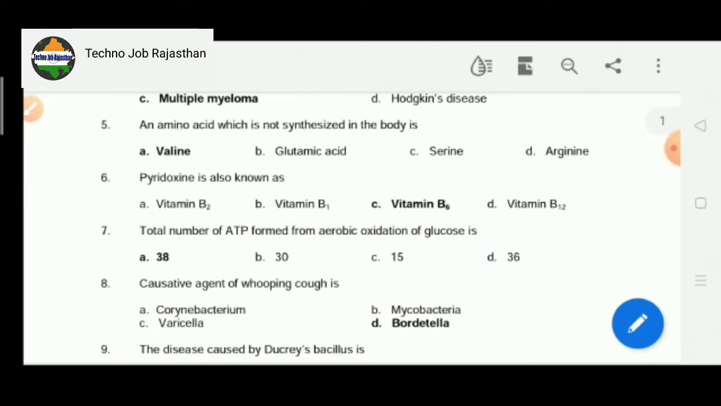Question number 7: the total number of ATP formed from aerobic oxidation of glucose is option A 38, option B 30, option C 15 and option D 36. So the correct answer is option A, that is 38.